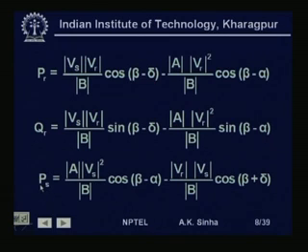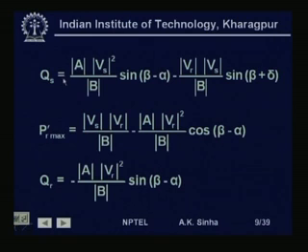Similarly, the real power at the sending end, Ps, is equal to A Vs square by B into cos of beta minus alpha, minus Vr into Vs by B cos of beta plus delta, and Qs, the reactive power at the sending end, will be given by A into Vs square by B sin of beta minus alpha, minus Vr into Vs by B into sin of beta plus delta. Now, these quantities PR, QR, PS, QS give us the relationship for real and reactive power supplied at the sending end and received at the receiving end.